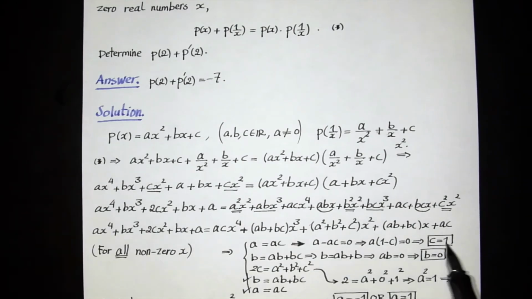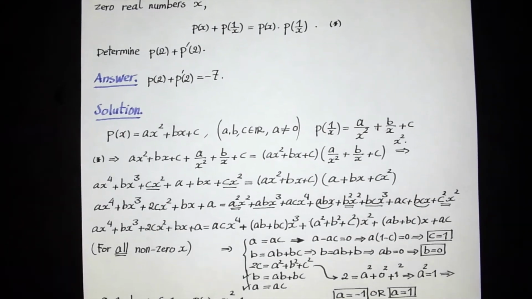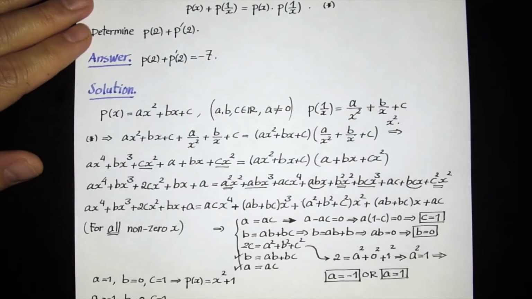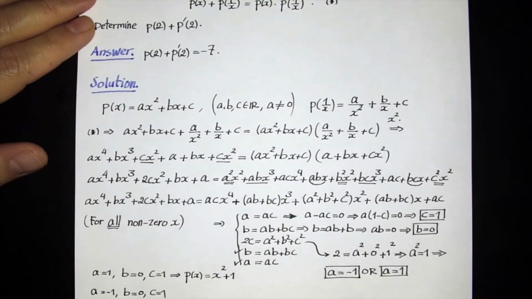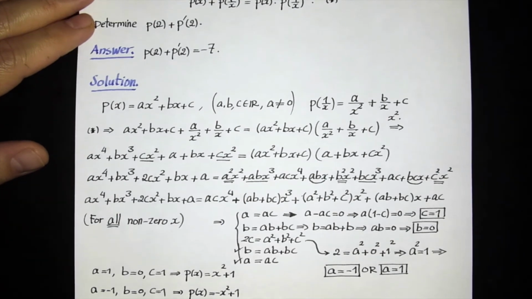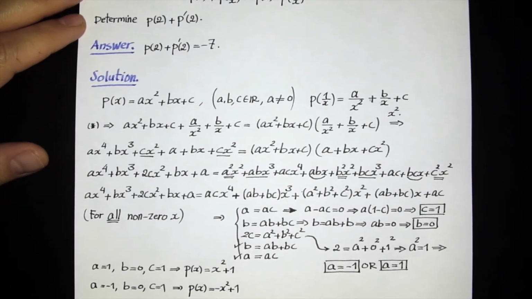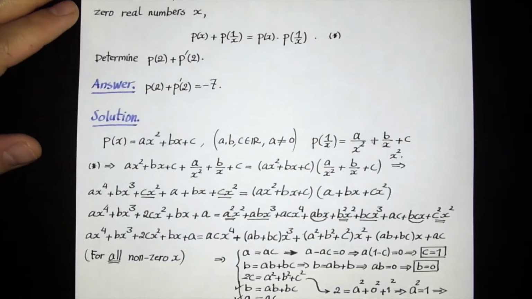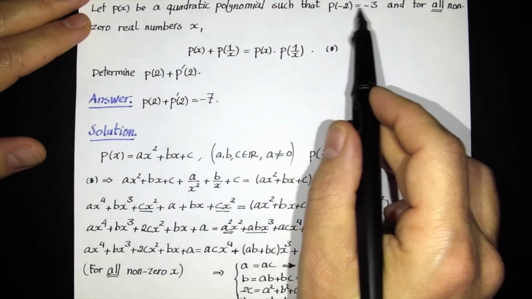So you see that for c and b we have only one possibility, but for a we have two possibilities. So what I need to do, I need to consider two cases. A equal to 1, b equal to 0, c equal to 1 means p of x is this. A equal to minus 1, b equal to 0, c equal to 1. This means that p of x is negative x squared plus 1. Yes? But which one satisfies this problem? Because you see that I have an extra condition here.